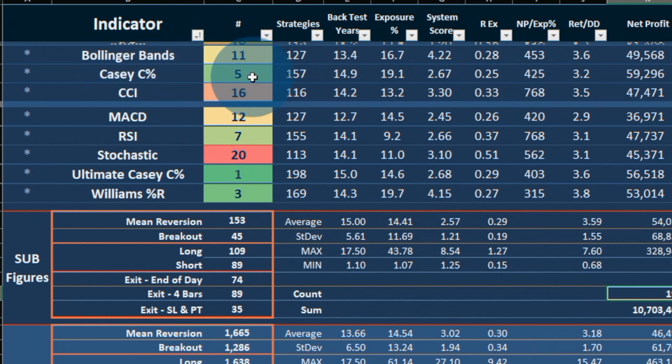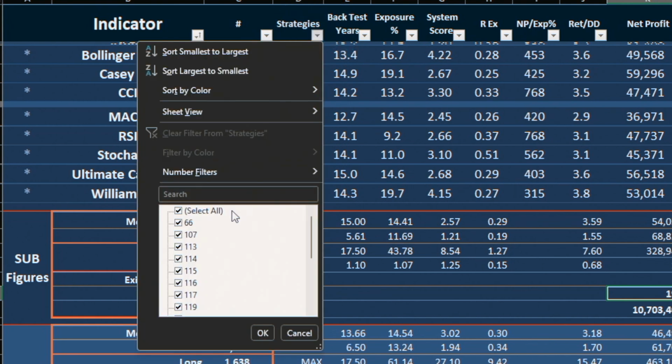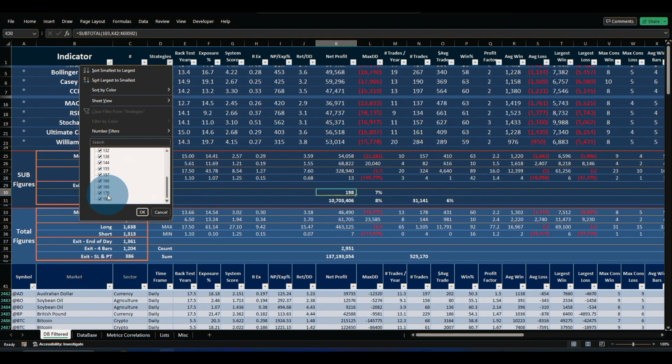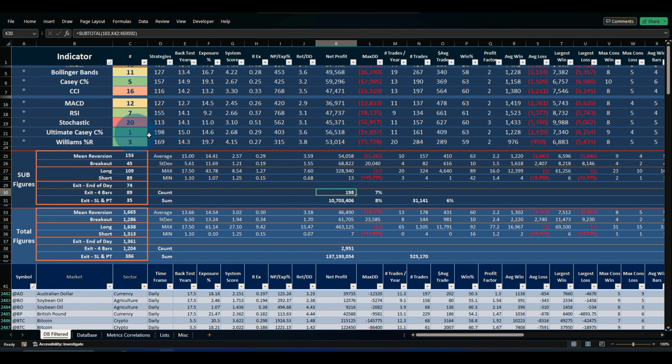So this is not tuned to make my indicator look the best. I judge on the number of strategies that pass the robustness filter. And you can see out of the 22, the lowest is 66 and the highest is 198, which is the Ultimate C. The next one is 179. And again, 179, I didn't show you, but I already posted Williams R, which is number 3 at 169 strategies.